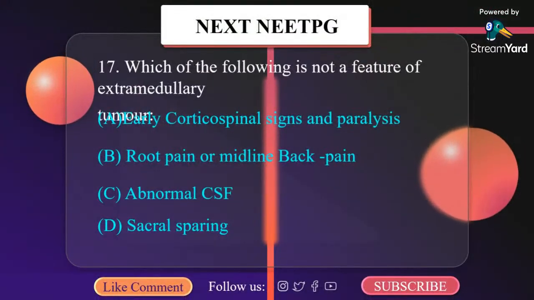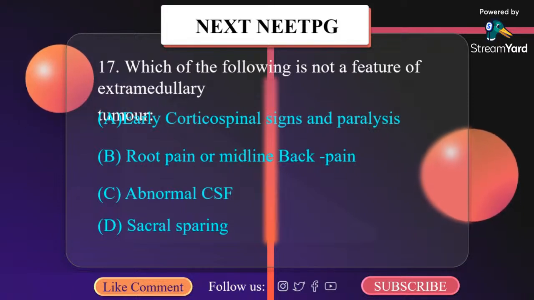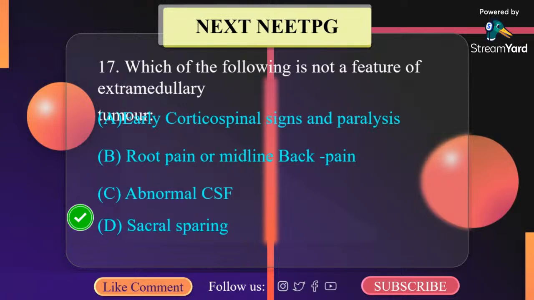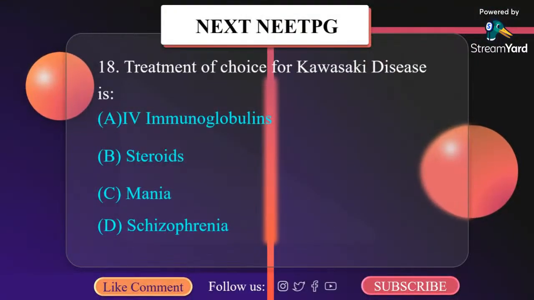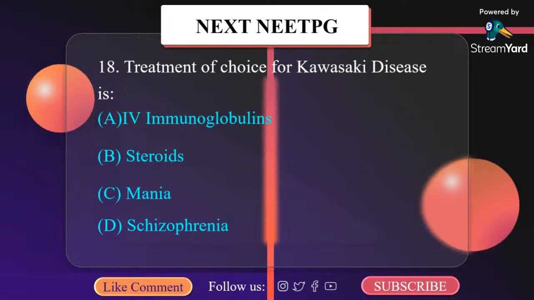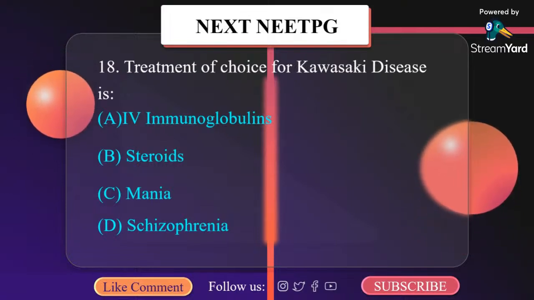Which of the following is not a feature of extramedullary tumor? A. Early corticospinal signs and paralysis. B. Root pain or mid back pain. C. Abnormal CSF. D. Sacral sparing. It is sacral sparing. Treatment of choice for Kawasaki disease is A. IV immunoglobulin. B. Steroids. C. Mania. D. Schizophrenia. It is A.